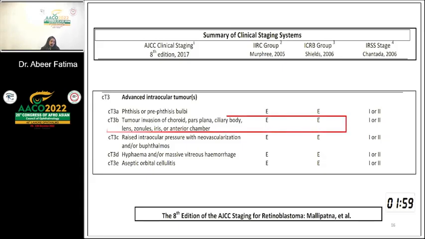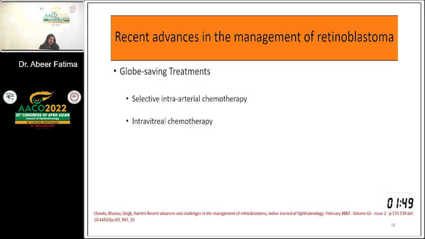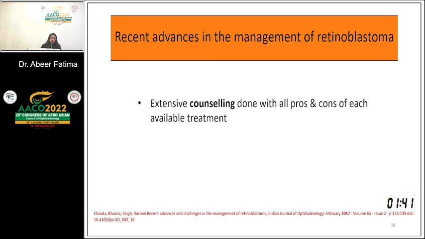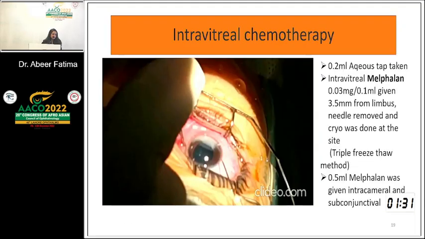According to IIRC and ICRB, this case fell into the category of group E. And for unilateral group E, primary enucleation is the treatment of choice. But the recent advances have allowed us to offer globe-saving treatments like intra-arterial chemotherapy and intravitreal chemotherapy. Extensive counseling of parents was done. Parents refused enucleation and opted for intravitreal and systemic chemotherapy.